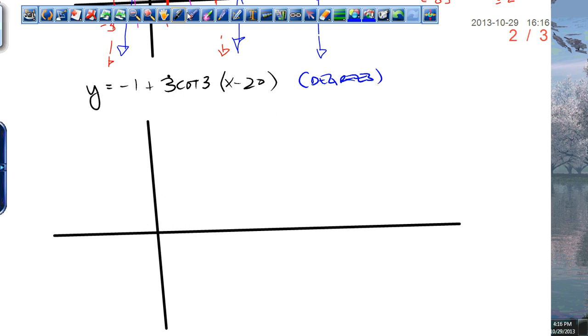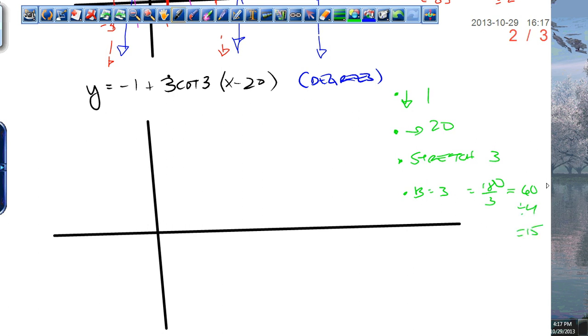So let's first list everything that we know. First thing is down 1. Next thing is right 20. Next thing is our stretch is 3. And our B is 3. So that means I'm going to take 180, divide that by 3, and I get 60 as my period. If I divide that by 4, that means I'm going to be going up by 15.